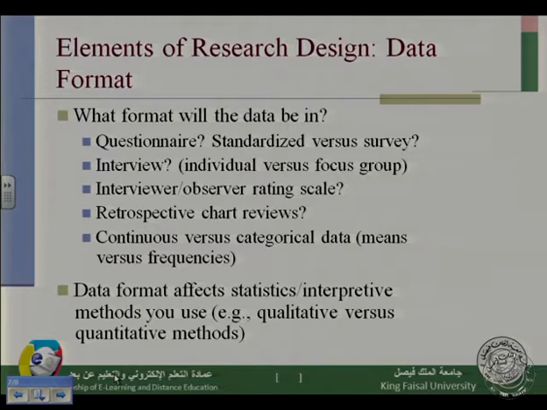Interview, individual versus focus group. We have different types of interviews. This is one of them: individual, one-to-one interview, or with a group. Sometimes we have a structured interview. A structured interview is the interview where you have a set of questions, 10, 15, sometimes 6, 7 questions, and you want the answers from them, and that's it. You don't need more information than the predefined questions that you prepared for your interviewees. This is called a structured interview.